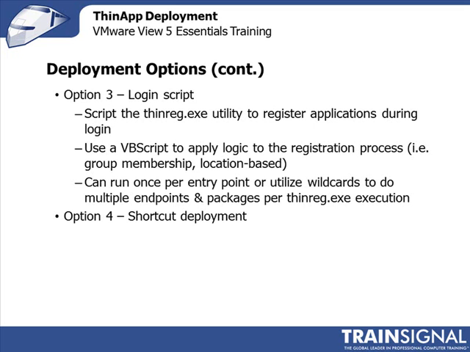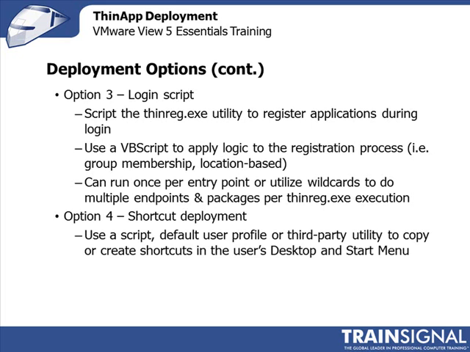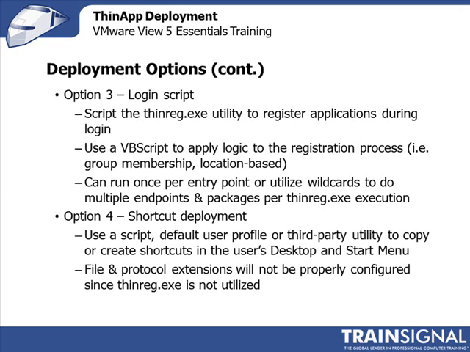The next option is the shortcut deployment option. In this option, you can use a script, a default user profile, or some other third-party utility that can create or copy shortcuts to the proper locations on the user's desktop and start menu. The downside to this option is the fact that the file and protocol extensions won't be properly configured, nor will the add remove programs, but that's rarely as big a deal.